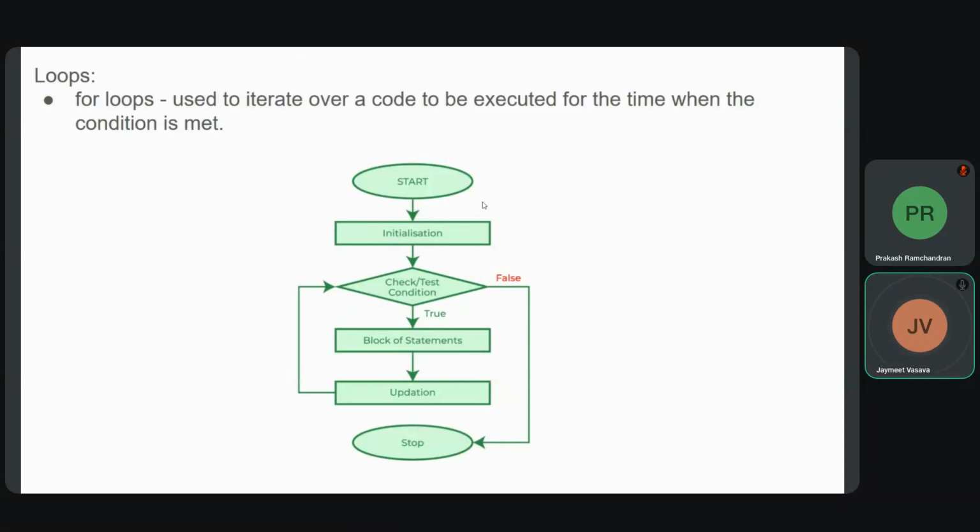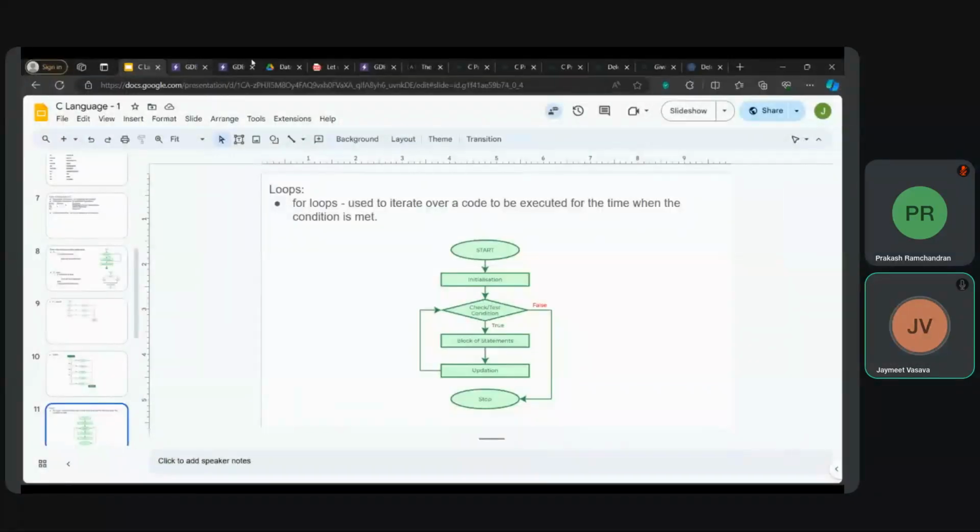So we have start, and you can see the flowchart diagram of the for loop. We have start, initialization of the code, check for the condition. If it's true, it executes the block of code, and then updation, and then check. And so the for loop is used until the condition is met. As soon as the condition becomes false, it goes to terminate the program.